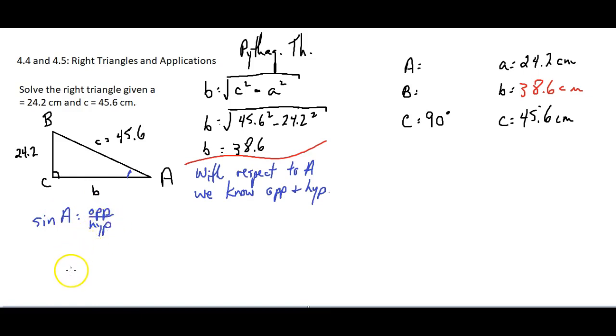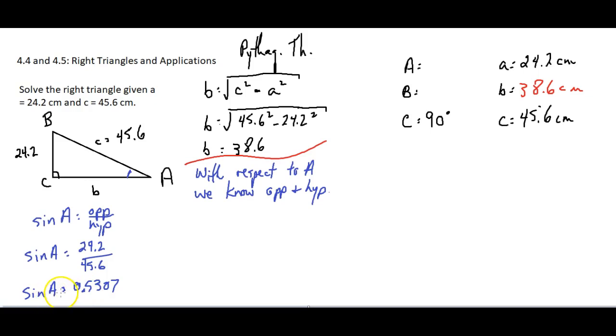And so now we can write an equation filling in the numbers. We have A as our unknown. These two sides are known. Sine A equals 24.2 over 45.6. If I figure out what this is now as a decimal, sine A is equal to 0.5307.